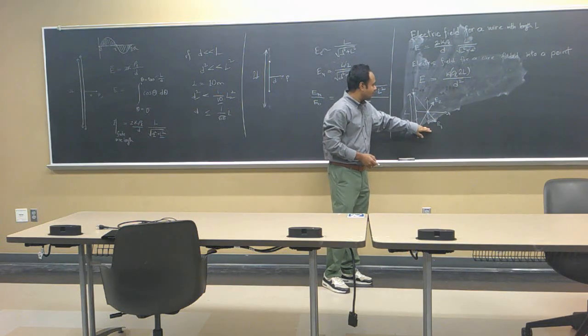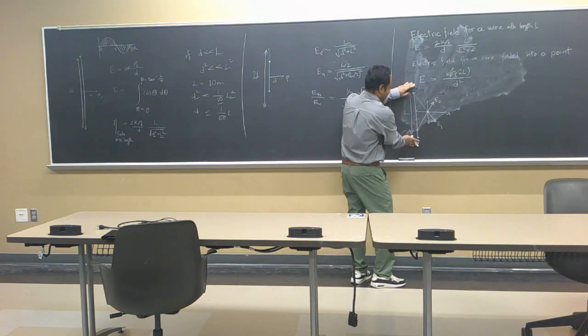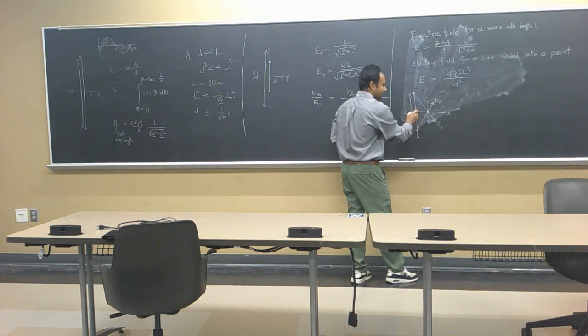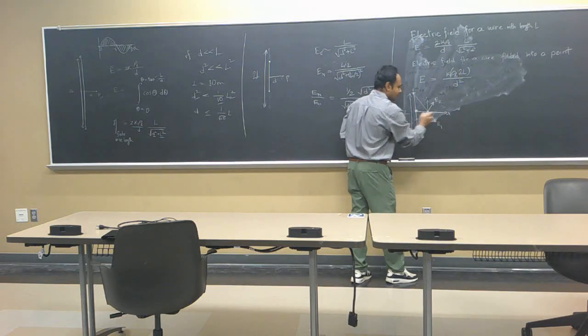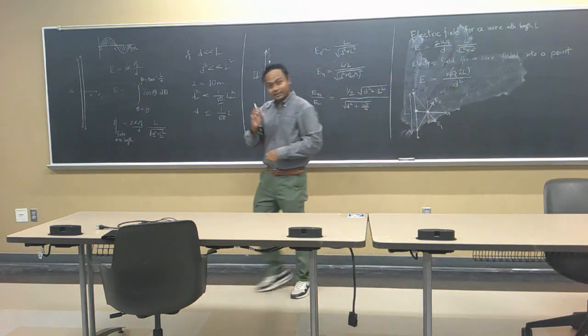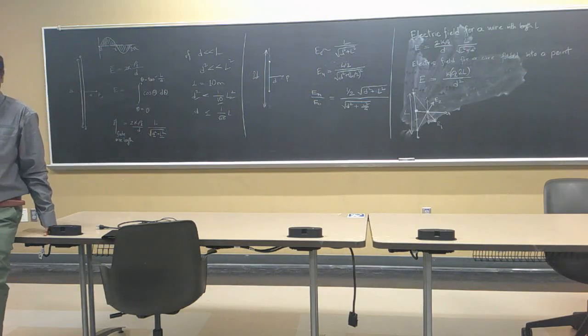Okay? However, if it were not a long wire, but squeezed down to a single point, then all of their electric field will be directed along the x-axis. So there will be no y component. Right? So in that case, what do you expect? Would the electric field go up or go down?